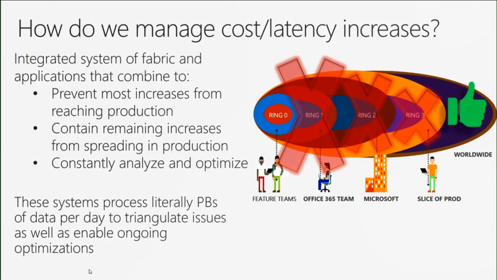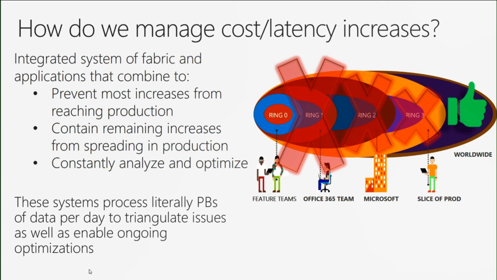Okay, so how do we keep on top of that? Basically, we've built a system of fabric and applications on top of that fabric that give us 3 capabilities. The first one is that we prevent the most egregious performance regressions or cost increases from even getting out to production.